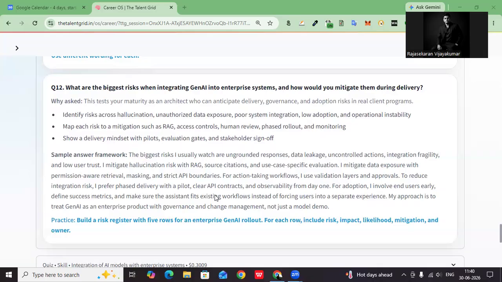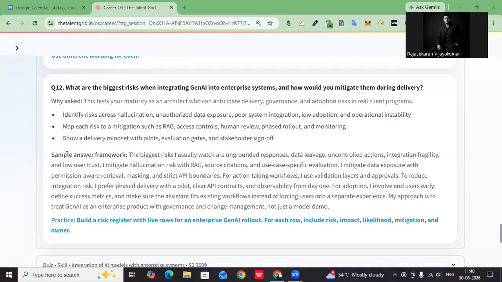Then hallucination risk and data risk. For data risk, I will avoid data leakage. I will use encryption in transit and at rest, PII masking, and redaction-based policy, and I will avoid prompt injection. And hallucination, the accuracy: we can't totally avoid hallucination, but we can effectively reduce it by effectively designing the retrieval and data ingestion pipeline. So these are the risks and mitigations.